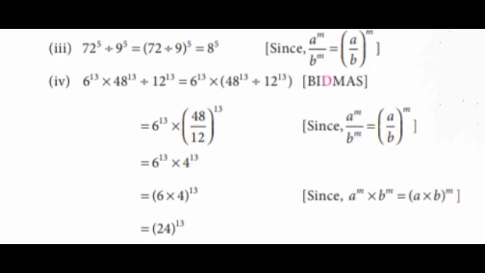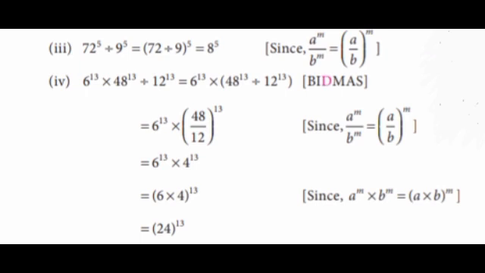Question number 3. 72 the power 5 divided by 9 power 5. See the formula, a power m divided by b power m. So we can write a by b the whole power m. Same concept is used for the third question. 72 divided by 9 the whole power 5 because the power is same. Okay. 72 by 9 is what? 8. 8 power 5 is the answer.